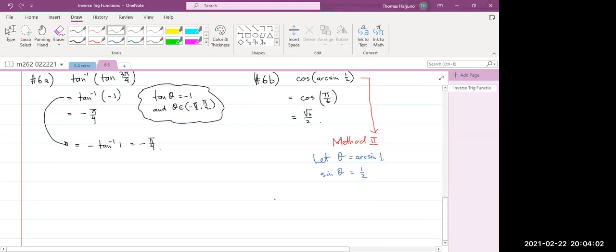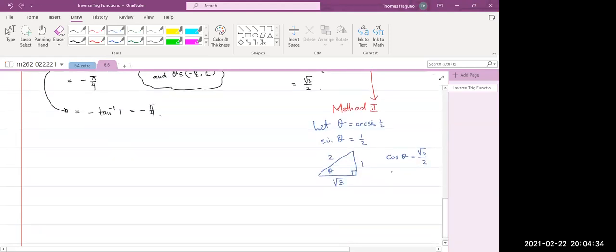Sine theta equals 1/2. Therefore, I can draw the right triangle. Let's say this is theta. This is 1 over 2, opposite over hypotenuse. By the Pythagorean theorem, this is radical 3. Then what is cosine theta according to that picture? That's radical 3 over 2, right? But we already answered the question, because the question is, what is cosine of arc sine of 1/2, which is theta.